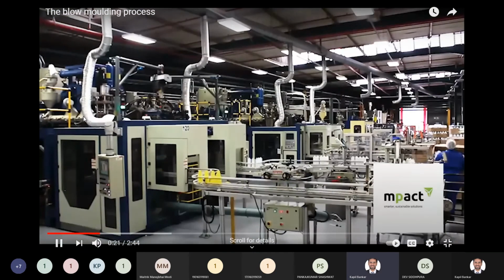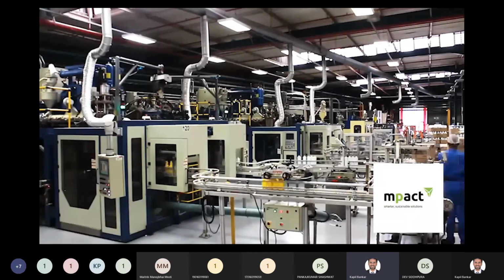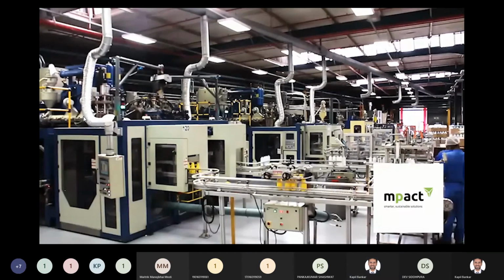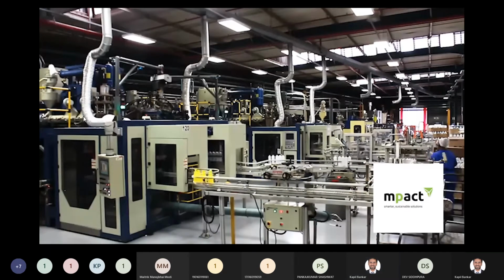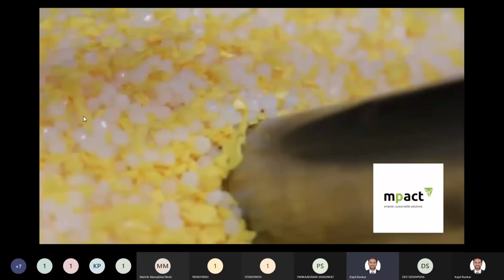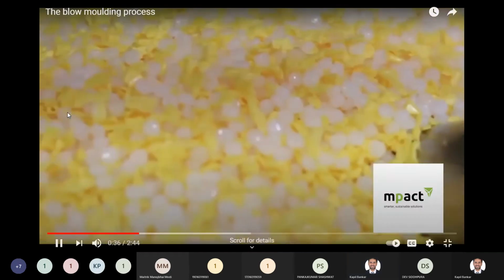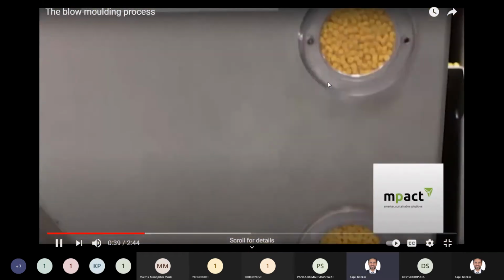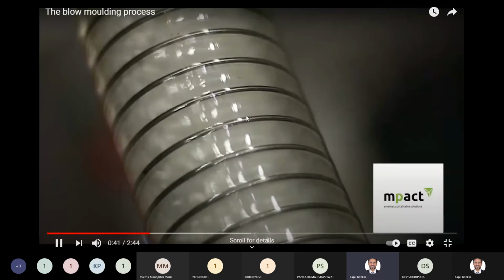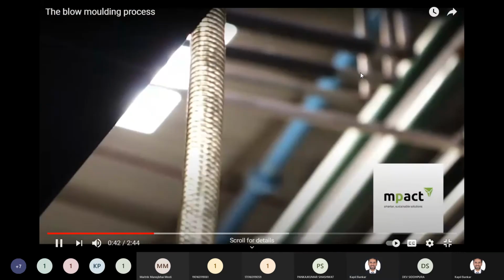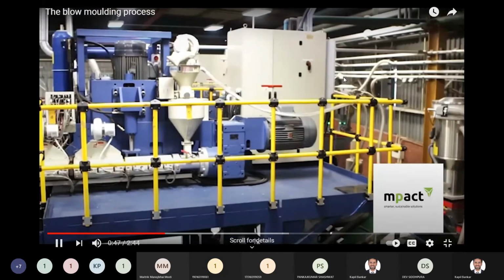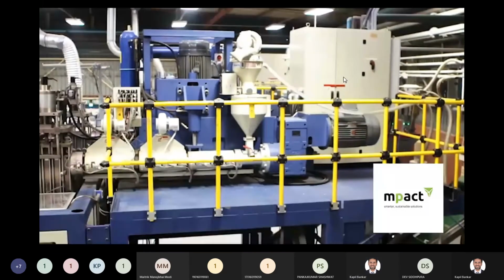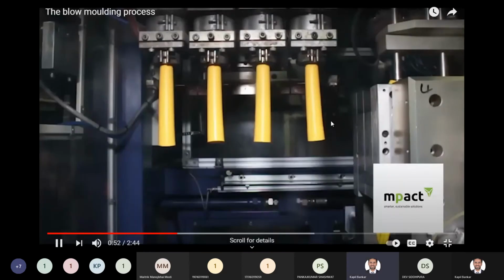See, this is the automatic blow molding process. Some types of bottles are made with this process. This is the raw material. This type of raw material is available, and this is the extruder machine. And this is the Parison.